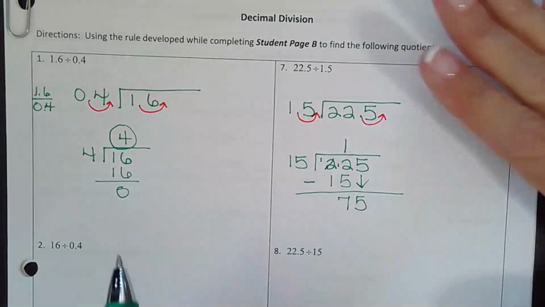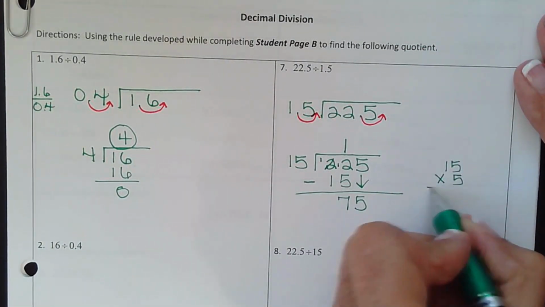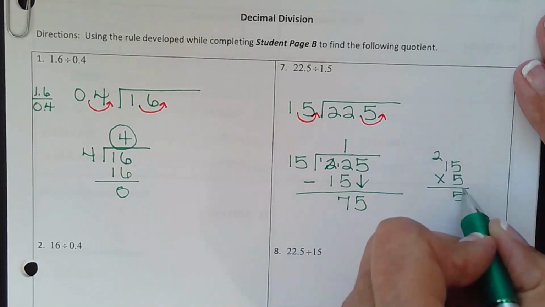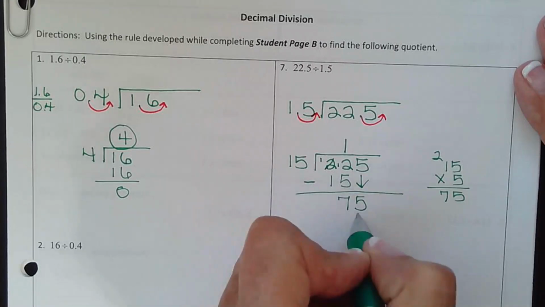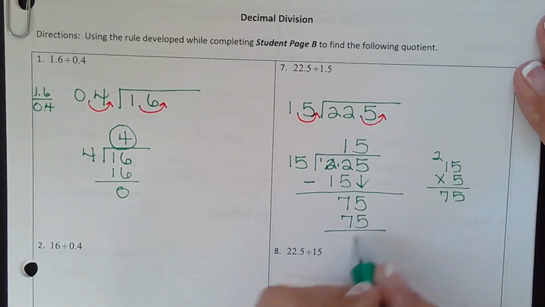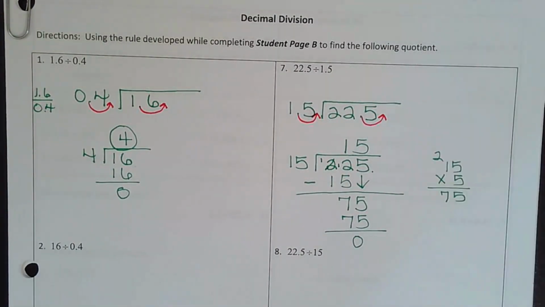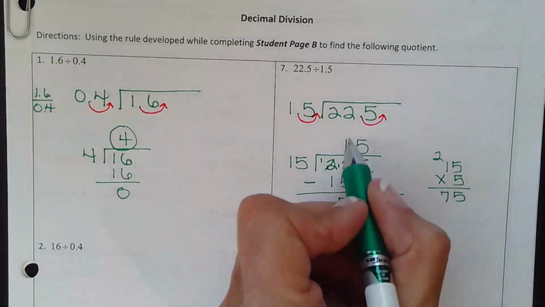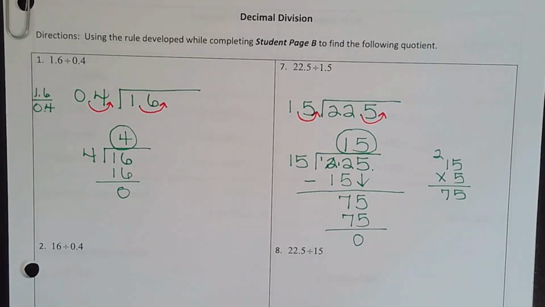15 goes into 75, I believe 5 times, but let's just test it to make sure. 25, carry your 2, 5, 6, 7. There we go. So 15 goes into 75 5 times evenly. Therefore, my answer, remember the decimal place is here, so that means it's here, is just the whole number 15. No decimals needed since the decimal's at the end. And not all of them come out as whole numbers. You'll see some on this page that don't, but these first few, yes.